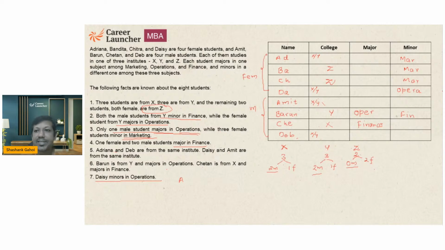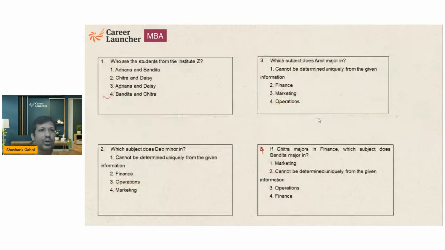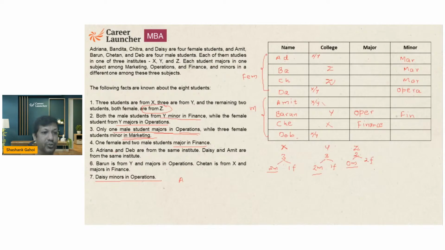And because Daisy has minor in operation. Okay. So this is what I got. Okay. Now, if it is minor in marketing, now major cannot be in marketing. Again, this is clear because minor and major have to be different. Now there should be some hint to figure out X and Y, or it is asking which subject does Amit major in, and which subject Deb minor in. So these two things I need to figure out.